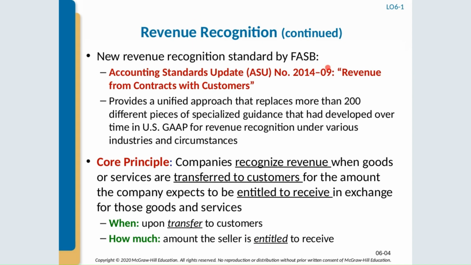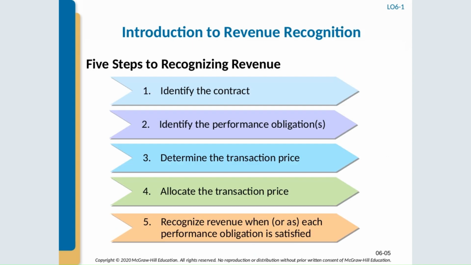So under ASU, so this is the FASB codification number 2014-09, we have come out with different steps in recognizing revenue, and we're going to go over those steps in a little while. Okay, so we already talked about when we will recognize the revenue, when it's transferred to the customer, okay, and how much is exactly what we are entitled to receive for providing the service or delivering the goods, okay? So we have 5 steps to revenue recognition.